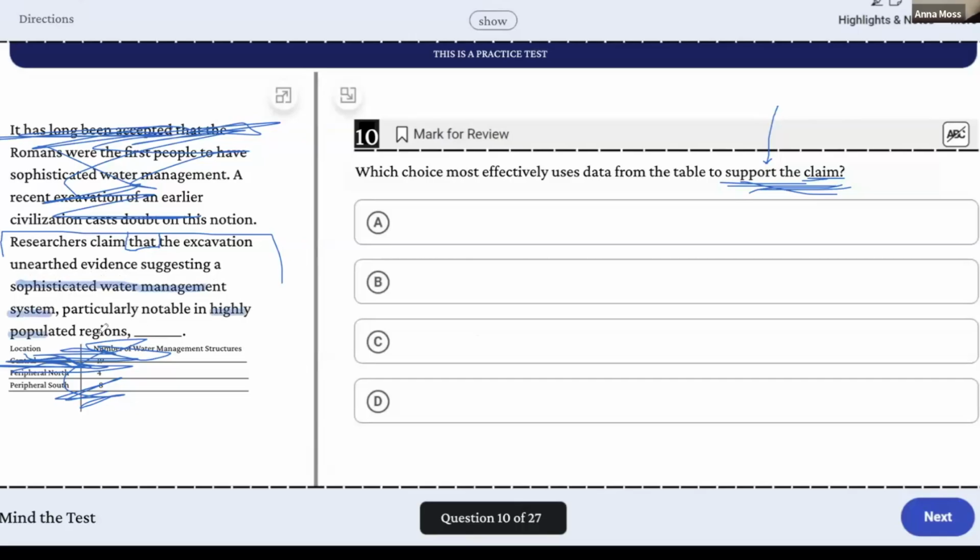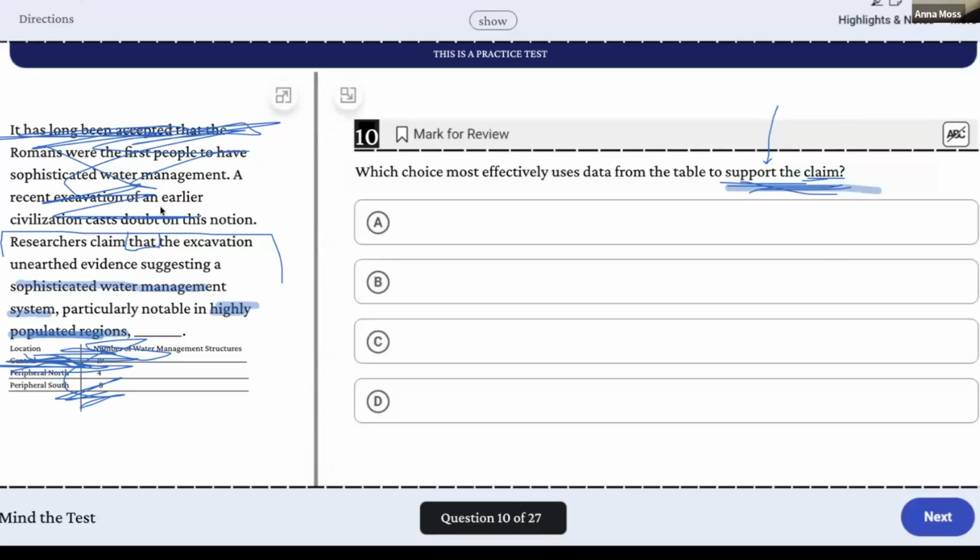Okay, highly populated regions. Now, what a lot of people would do incorrectly is they would say, oh, this is like a non-essential comma phrase here, particularly notable in highly populated regions. It's probably not that important. But the claim is almost always, no, not always, but it's usually at the end. And this is even more at the end than the other part, right? This is the end of the end. So it's probably very important. Don't skip it.